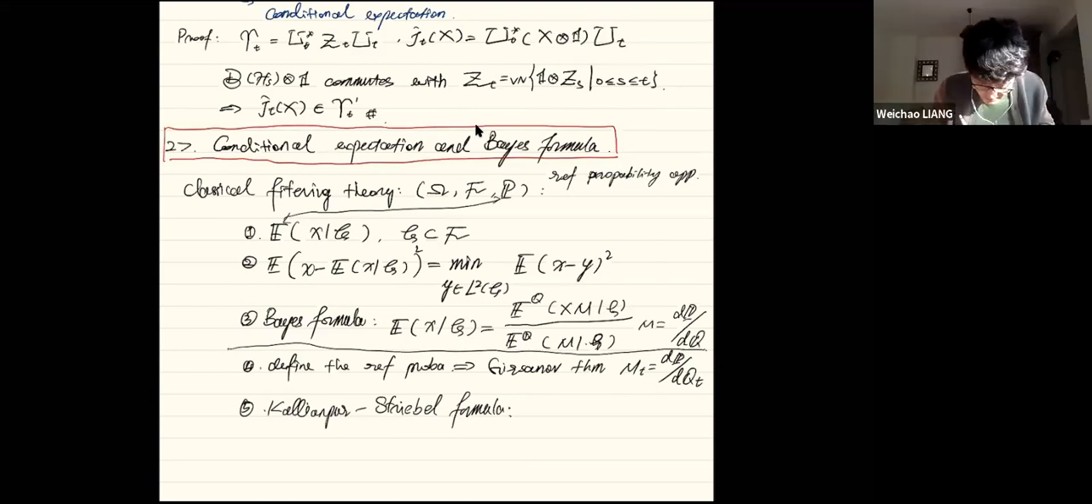And here the Kallianpur-Striebel formula, in fact, it's just the Bayes formula. Because normally what we are interested in is not just the variable, it's some function of the variable. We can find the best estimation of the function, at the next time t.